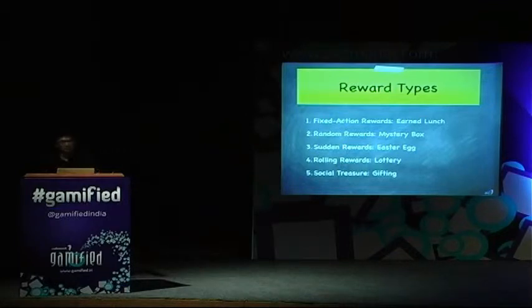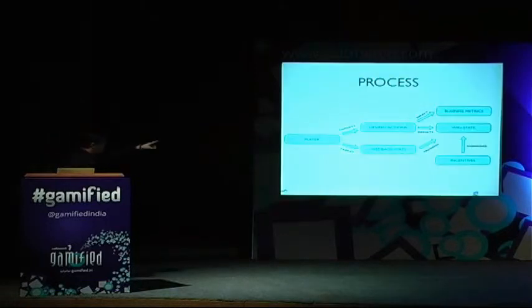So, different types of reward structure, and these all incorporate different types of core drives, right? Random rewards, mystery box, that's definitely unpredictability and curiosity. Social treasures are things that only your friend can give, that you can't get by yourself. Obviously that's social influence and relatedness. And so you want to place those incentives embedded into the win state.